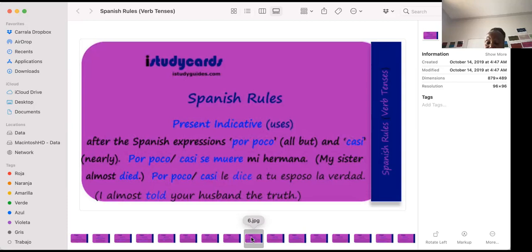Notice it's in the present tense. It is not in the past. My sister almost died, but in English, it's in the past.